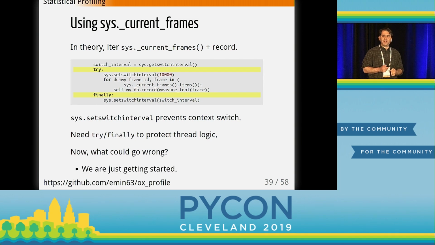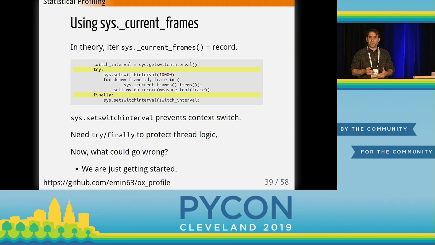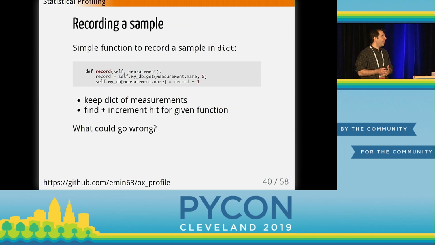We are just getting started in all the things that can go wrong in multi-threaded programming. So I should say, I don't want to discourage you from doing multi-threaded programming or statistical profiling. These things are reasonably robust, but you just need to be careful of all the things that could go wrong when there's multiple threads. Okay, so let's look at recording a sample. So we have this simple function record, which gets a measurement, and it's going to look in a dictionary to see, have we seen the name of that function before? And then we're going to increment, and if not, we start with a count of 0, and then we increment the count by 1. Okay, great. So we're looking in a dictionary, we're incrementing the count by 1.